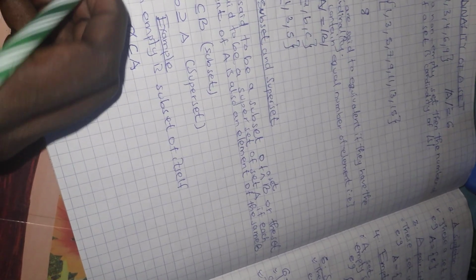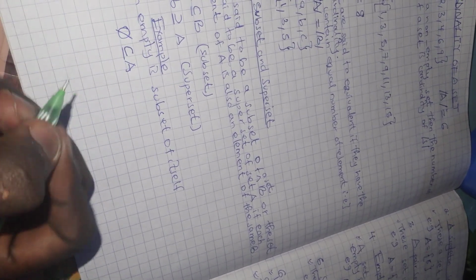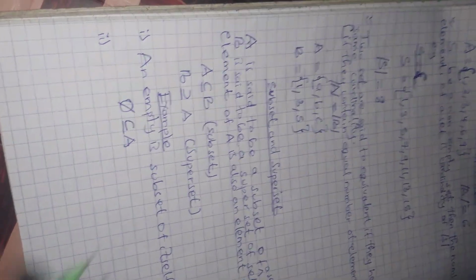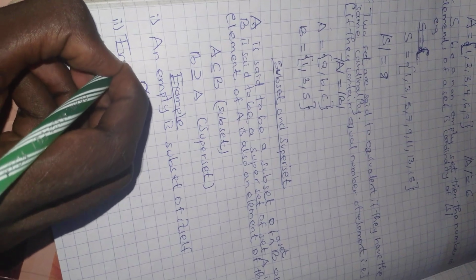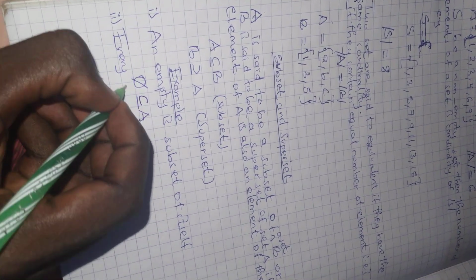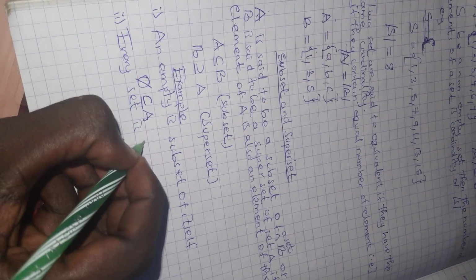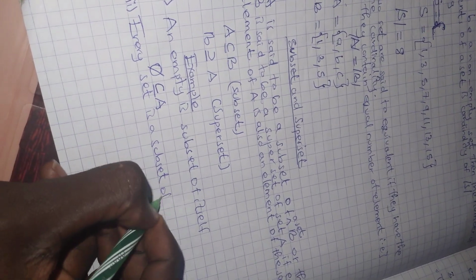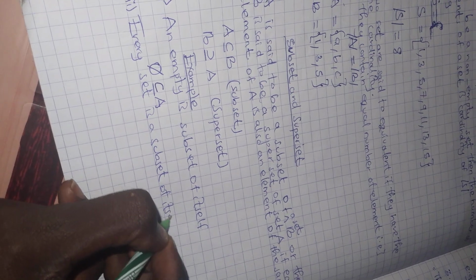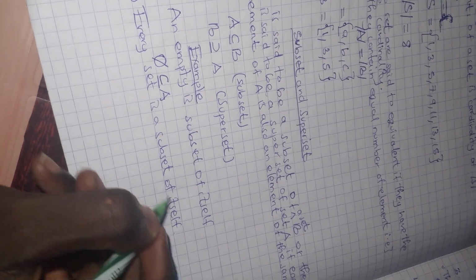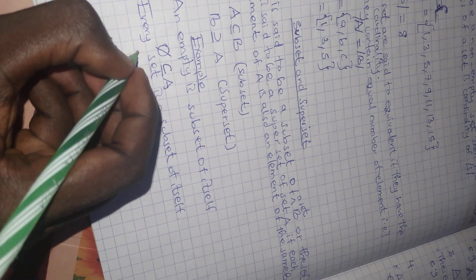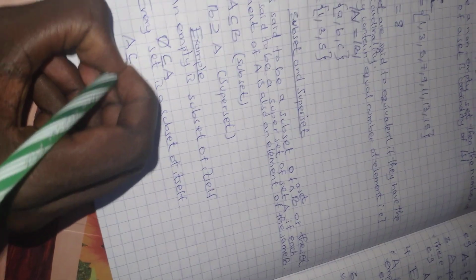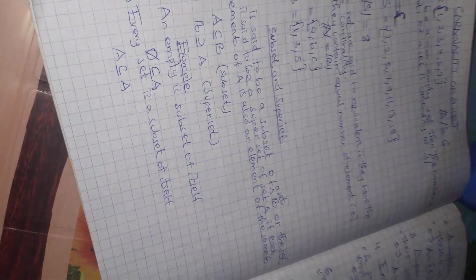The second one. Every set is a subset of itself. Which means if we have a set A, A is a subset of set A.